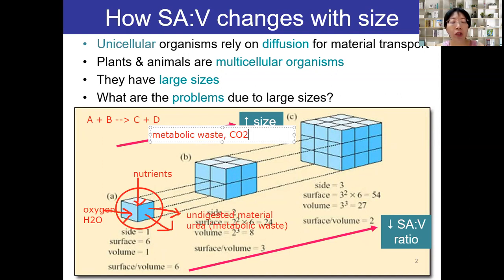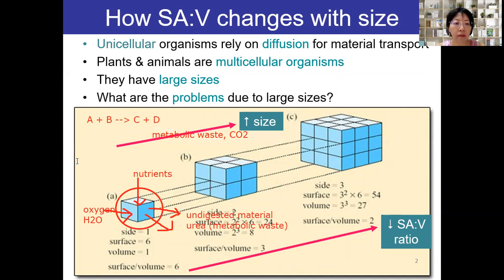And also undigested material. Let's say, for example, this is an amoeba. They phagocytose some solid particles and digest it. Undigested material is removed by exocytosis. So these show we are very dependent on the external environment because we need to constantly exchange materials with the external environment.